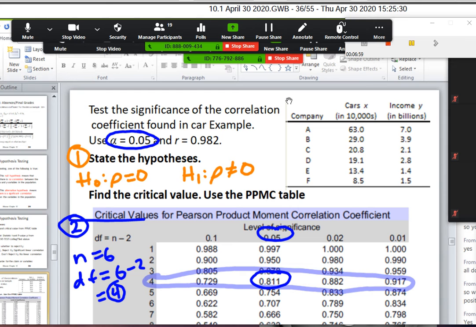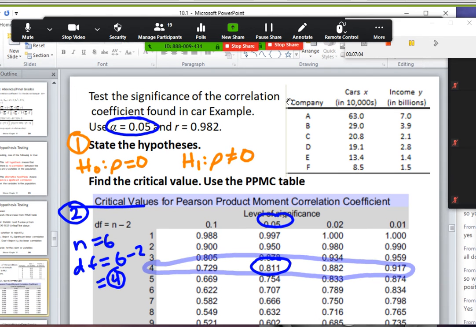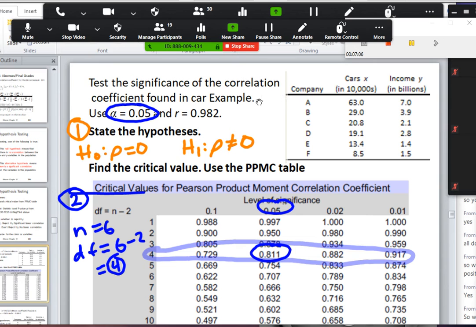Okay, so let's go ahead and go through an example. This is at the bottom of page 3. This is the example. So first, I'm going to find my step 1. Step 1, state my hypotheses. H naught is rho is equal to 0. That's always going to be your null hypothesis for Chapter 10. And your H1 is always going to be rho is not equal to 0. So this is always going to be your step 1 for Chapter 10, period. H naught is rho equals 0. H1 is rho is not equal to 0.